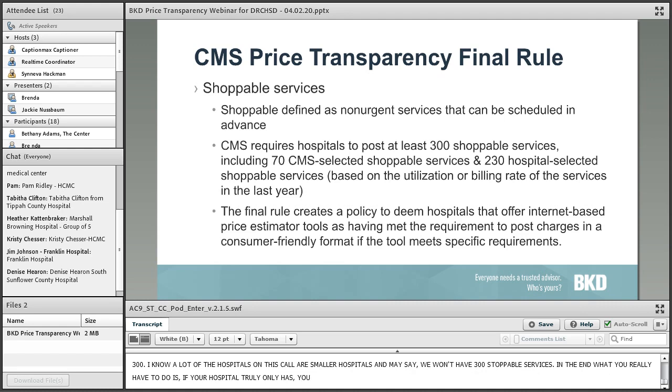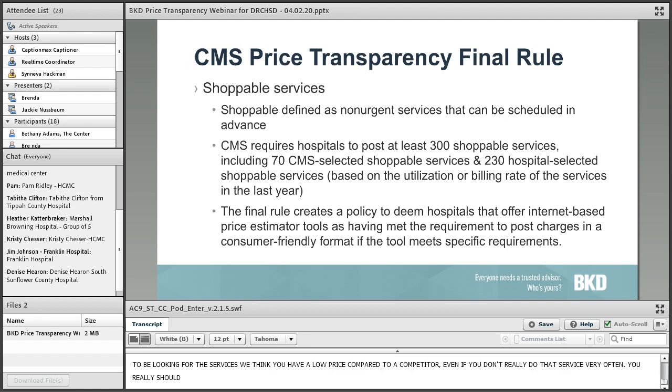I know a lot of the hospitals on this call are smaller hospitals, and you may say, we don't have 300 shoppable services. So in the end, if your hospital truly only has 250 or something less than 300 services that you would say are non-urgent and can be scheduled in advance, then it's just going to be a matter of noting that in your shoppable services file, that you truly just don't have 300.